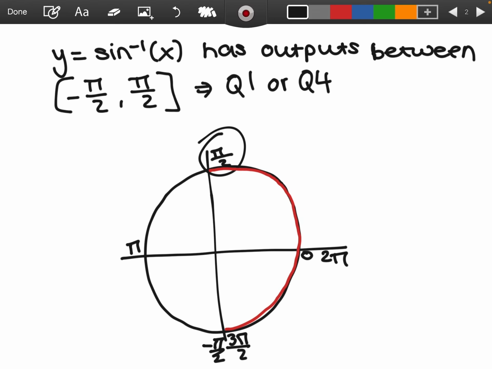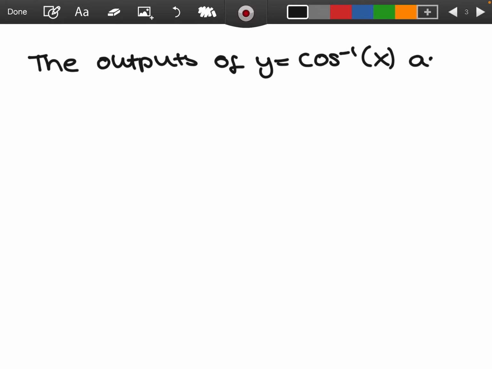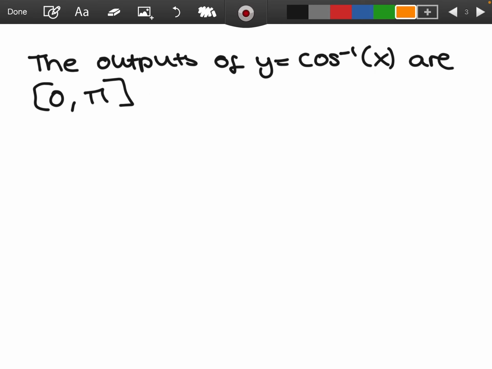How about cosine inverse? Okay. The outputs of cosine inverse have to lie between 0 and pi. Okay, what does that mean for us with our unit circle? Well, if they must land between 0 and pi, it means that they must land somewhere in this part of the circle, which means that they must be in quadrant 1 or quadrant 2.